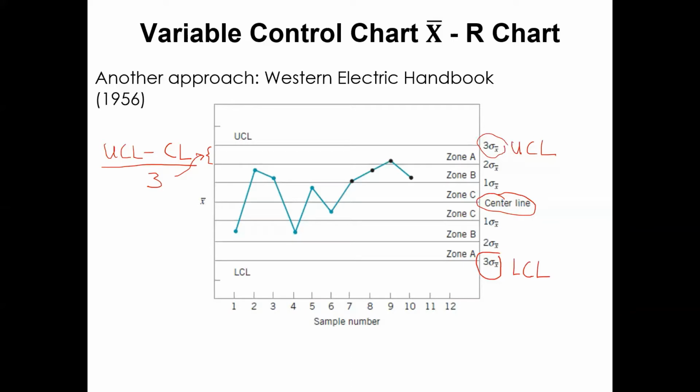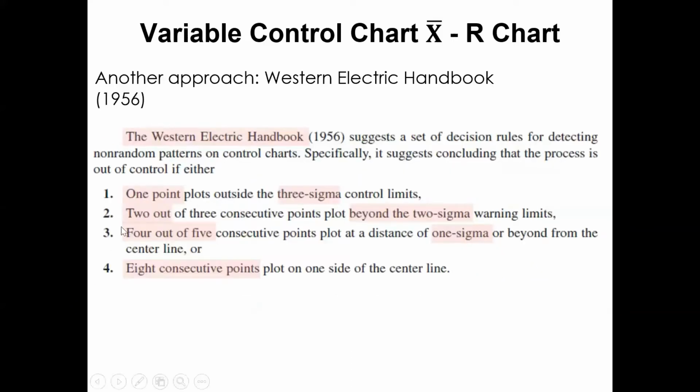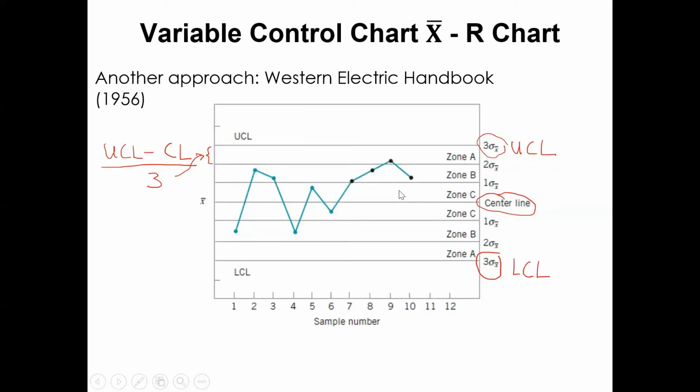So what's the fundamental concept of the Western Electric Handbook? There are 4 rules, as I mentioned earlier. The first rule says that 1 point plots outside the 3 sigma control limit. What does it mean? The first rule of the Western Electric Handbook is similar to the first rule of Shewhart's rules, which says that if one of the points goes beyond the control limit, it could be here, it could be here, then that is an indication of abnormality. Clear? This is the first rule of Western Electric.